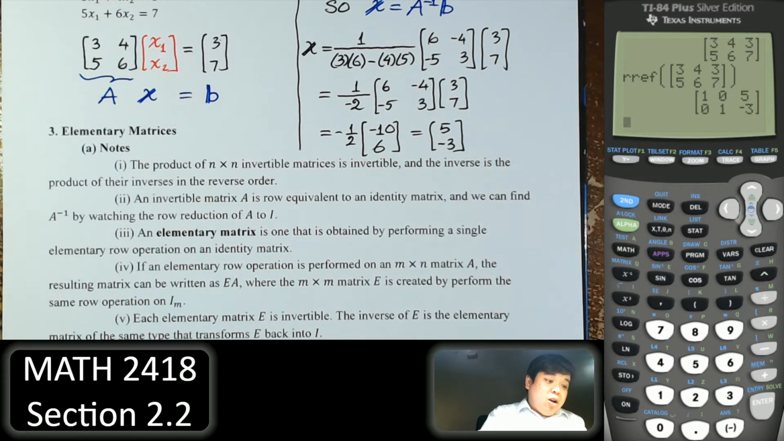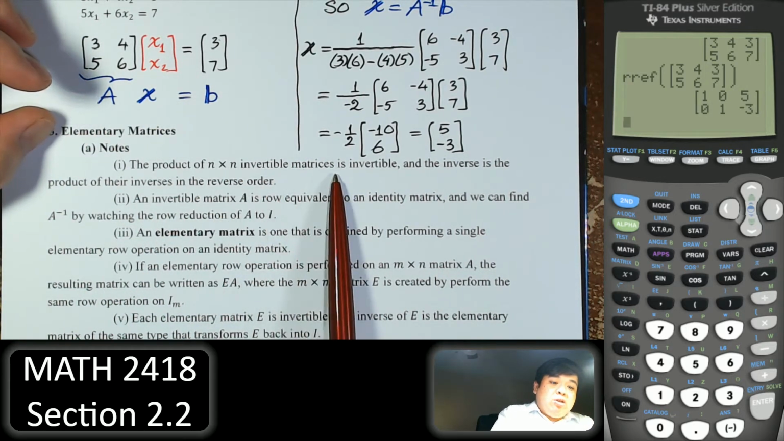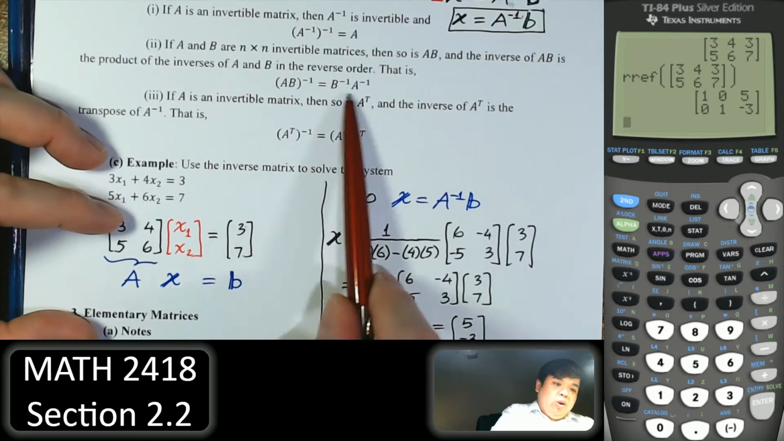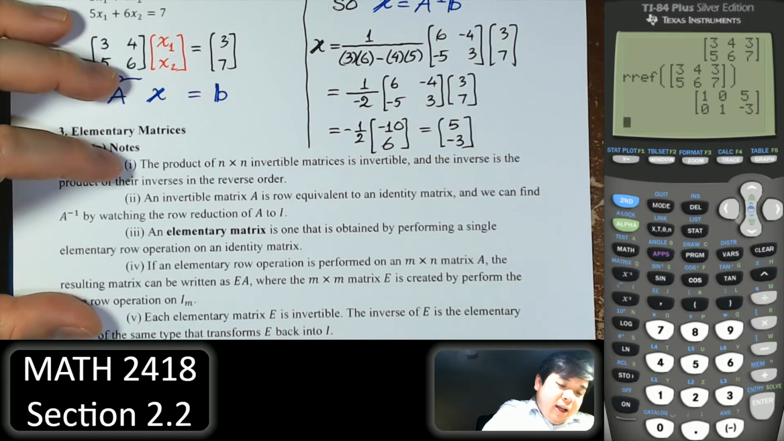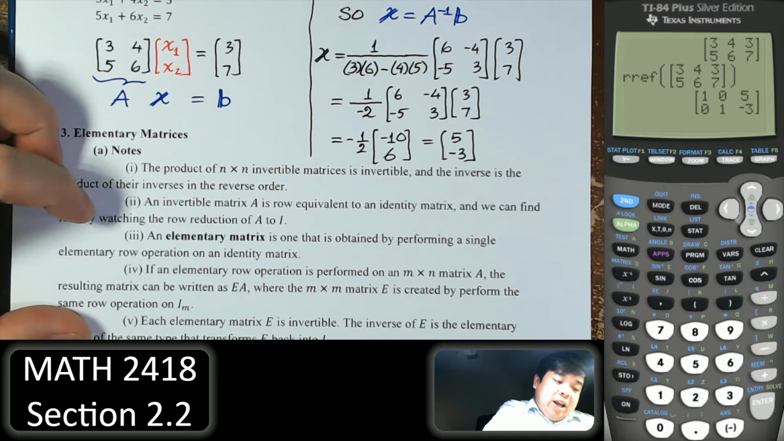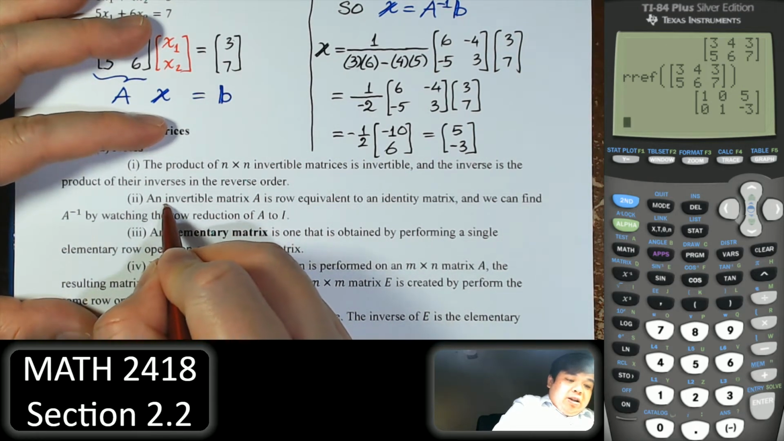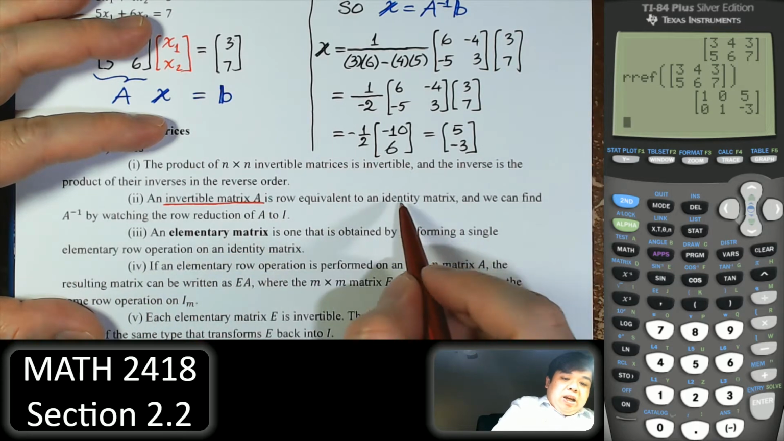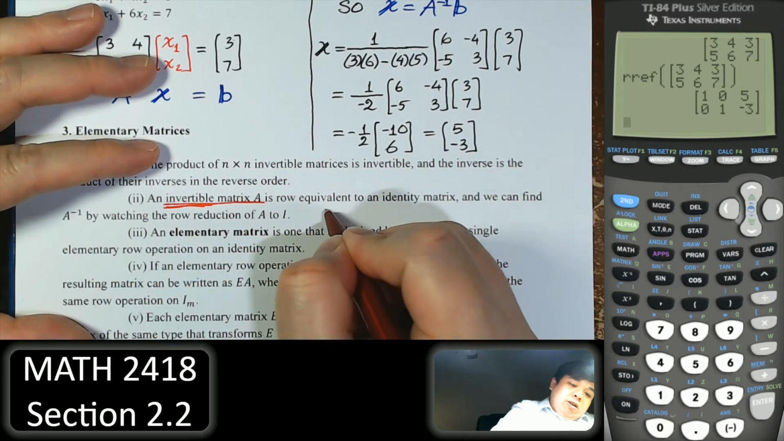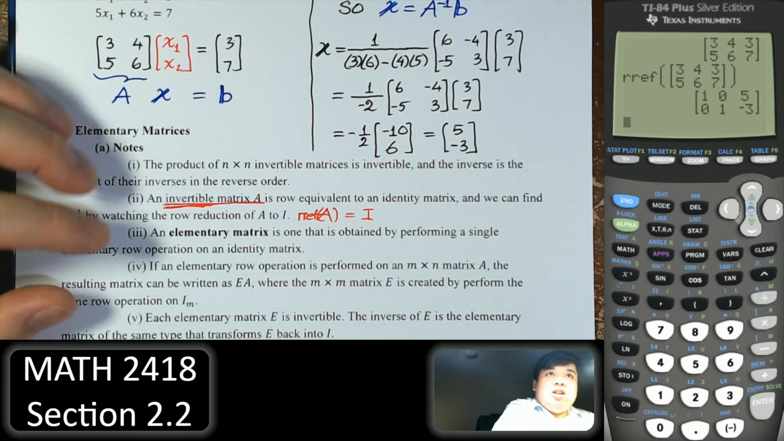Right, but first some definitions, some notes here. The product of n by n invertible matrices is invertible, and the inverse is the product of the inverses in reverse order. Oh, we already have that. Okay. Next, an invertible matrix A is row equivalent to the identity matrix. Alright, so now that is important. That means if we have any invertible matrix A, it is equivalent to the identity matrix. So that means if A is invertible, then the reduced row echelon form of A is equal to I, the identity matrix.